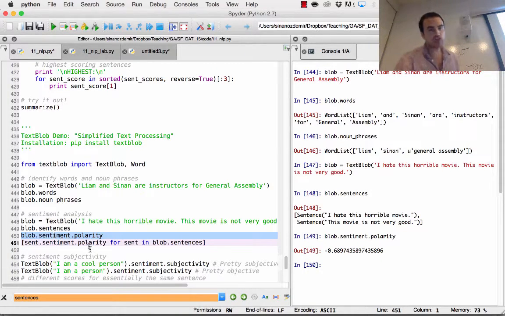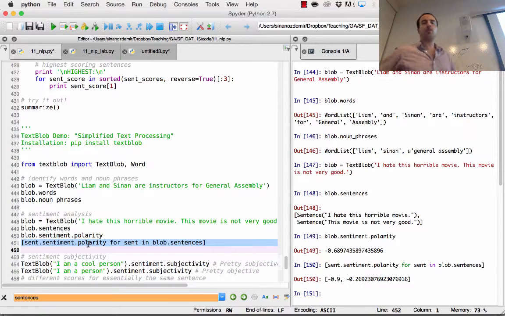It could also do a polarity for each sentence. The first sentence was clearly way worse than the second. The first sentence, I hate this horrible movie, has a -0.9. This movie is not very good only has a -0.26. So one sentence was clearly worse than the other. So you can find the polarity for each sentence.